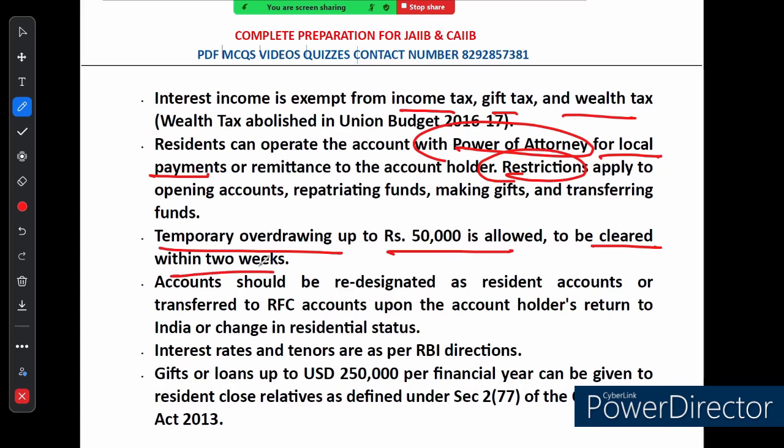So the NRI account comes with a lot of great facilities like a checkbook, full repatriation of your funds, tax exemption, even a power of attorney option for convenience. There is also a safety net with the temporary overdrawing feature. These facilities make managing your finances easier while you are living abroad, right? So in the next slide we will talk about a specific feature of the NRO account.